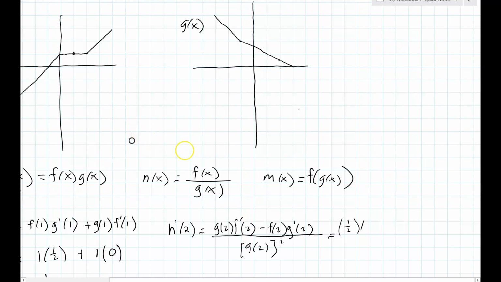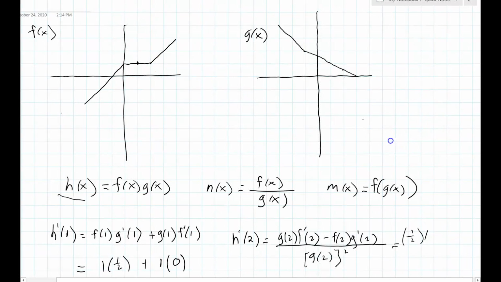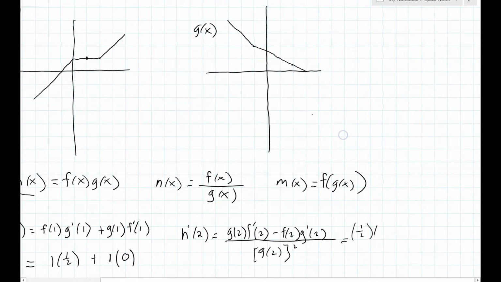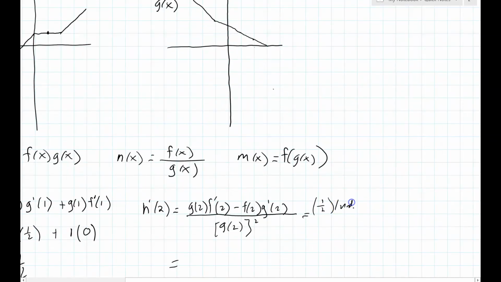F prime of 2, so I'm going back to the f function. And at 2, what happens at 2 there? Well, the function's defined, but the derivative is undefined because there's a sharp point. We call that a cusp, right? So that would be undefined.